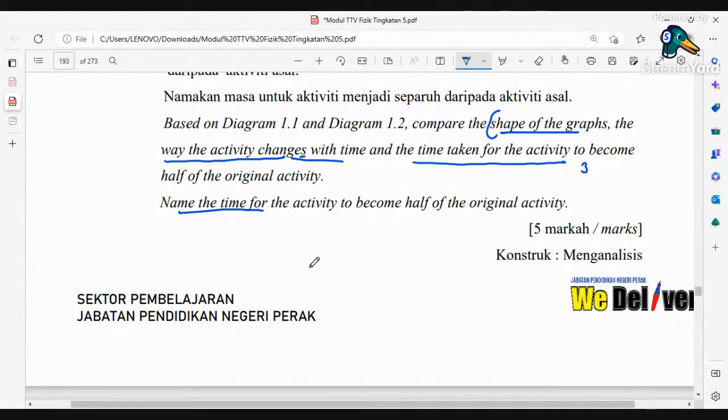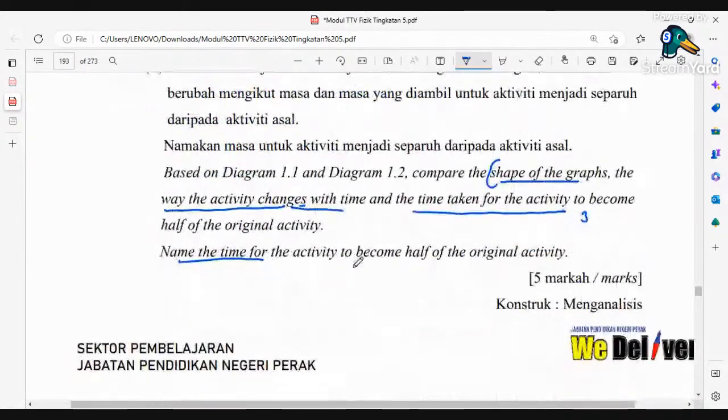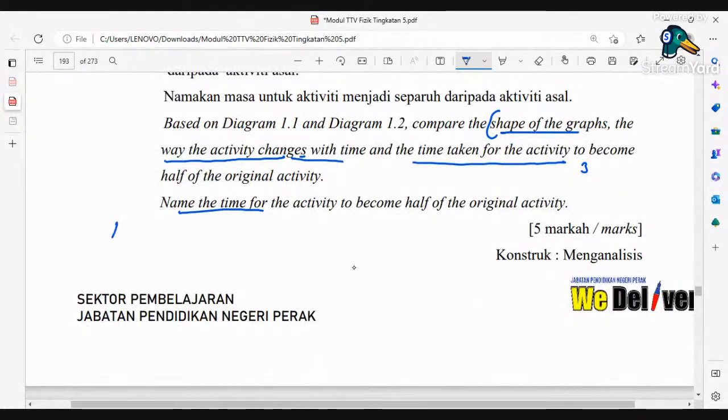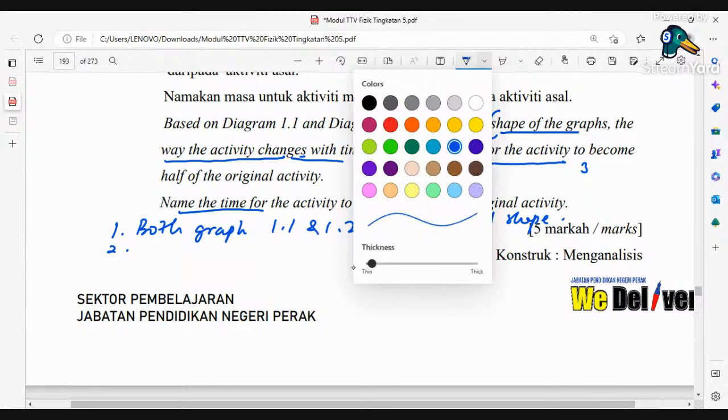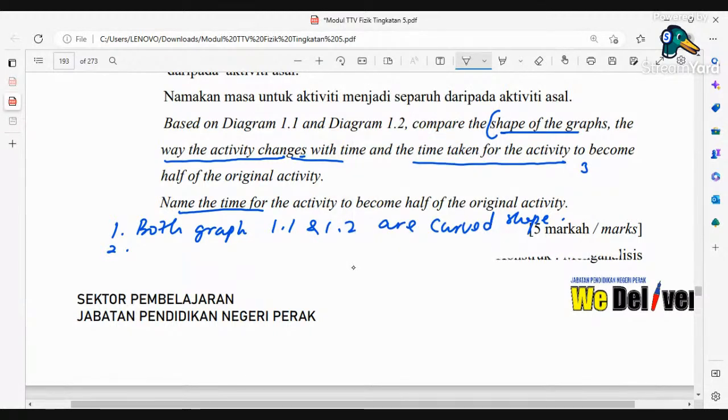Okay, both have a curve shape. First, both graphs 1.1 and 1.2 are curve shaped. Number 2, wait, I just make a space so that I can write in a second. This space is for you to write the answer.